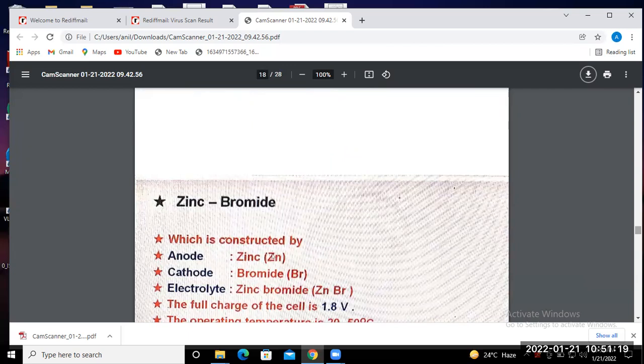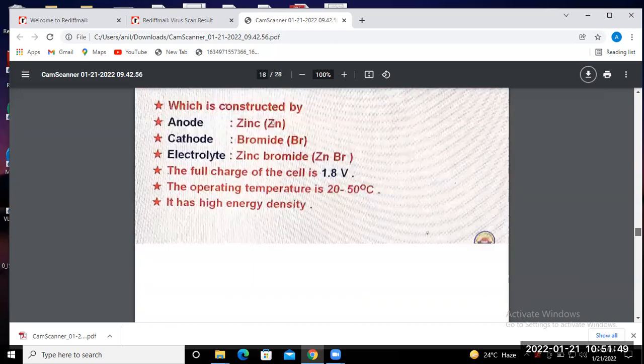Next one is zinc bromide. The anode plate is the same, zinc, and for the cathode material here we use bromide. So for the positive electrode we use bromide, and zinc as the negative electrode. That means the electrolyte is zinc bromide, ZnBr. The full charge of the cell is 1.8 volts for zinc bromide, and it has high energy density, the same as zinc chloride.